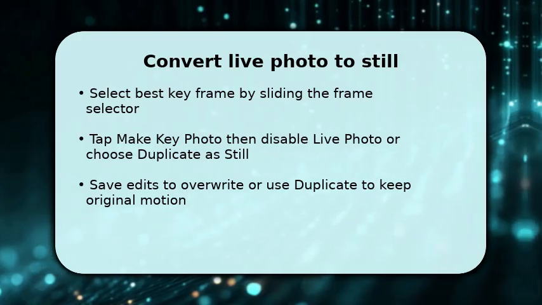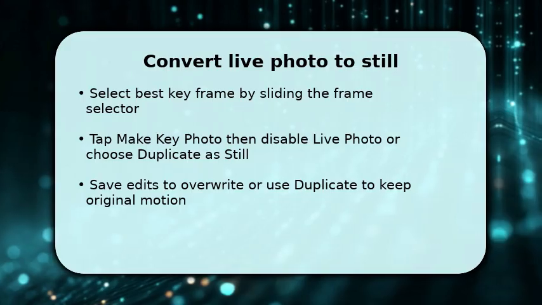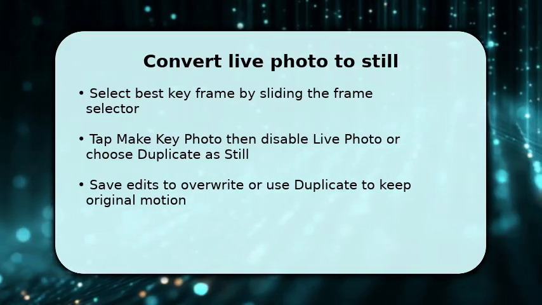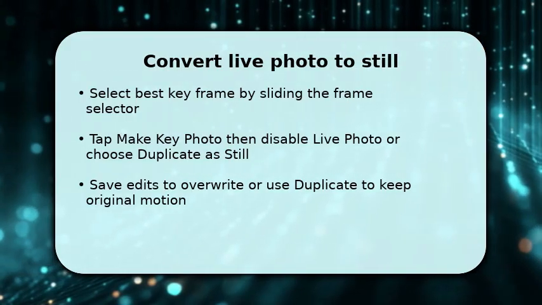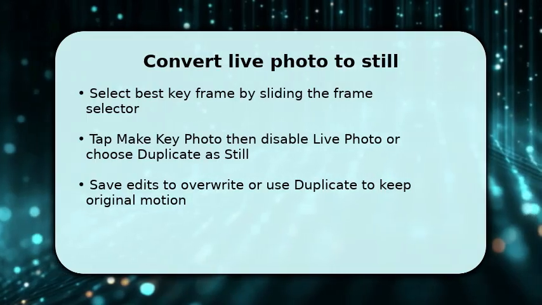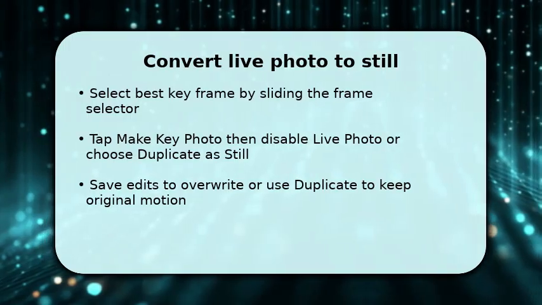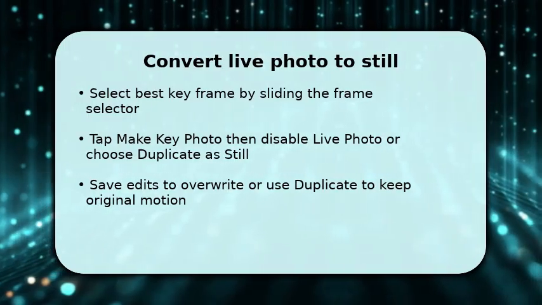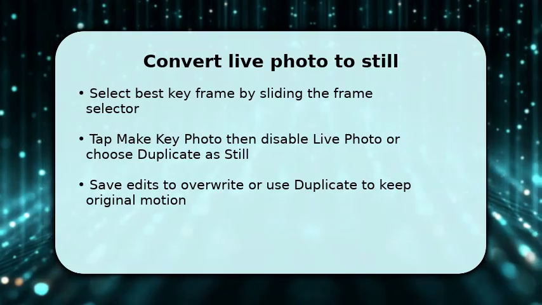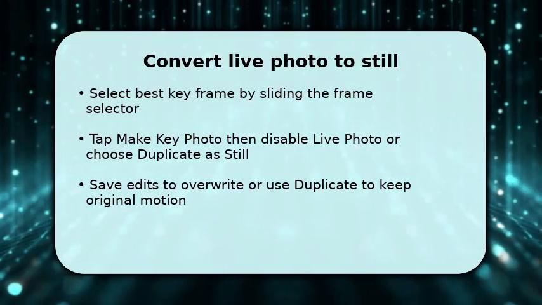Then disable Live by tapping the Live button until it's off, which stops playback. If you prefer to keep the animated original, choose Duplicate and then Duplicate as Still. This creates a separate non-moving image. Make sure to tap Done to save. This converts motion into a true still without third-party tools and preserves the original when you need it later.